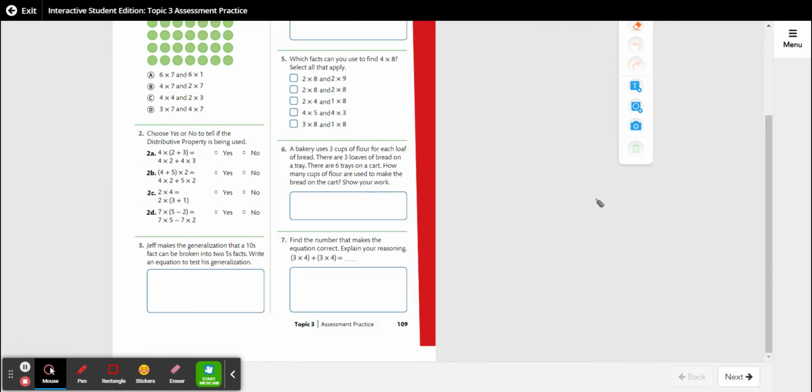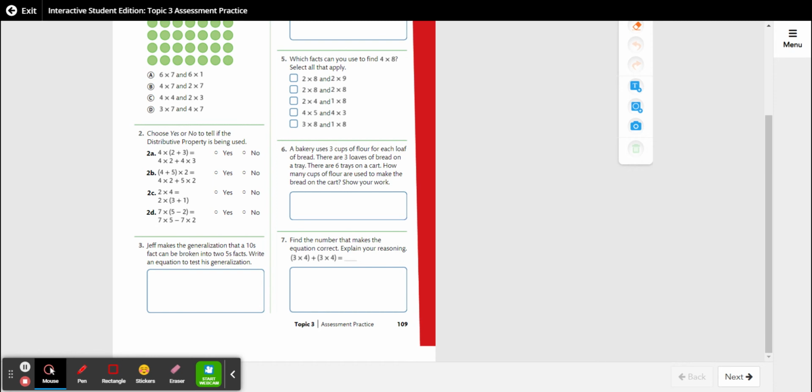Number 6, we're almost finished. This is a good, fun word problem. A bakery uses 3 cups of flour for each loaf of bread. There are 3 loaves of bread on a tray. There are 6 trays on a cart. How many cups of flour are used to make the bread on the cart? Show your work. All right.